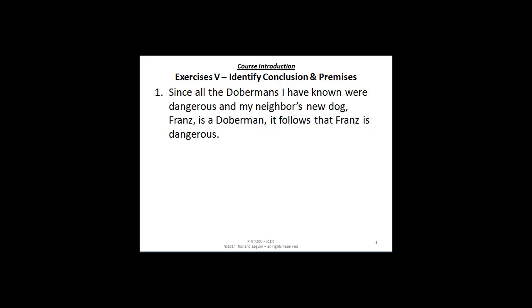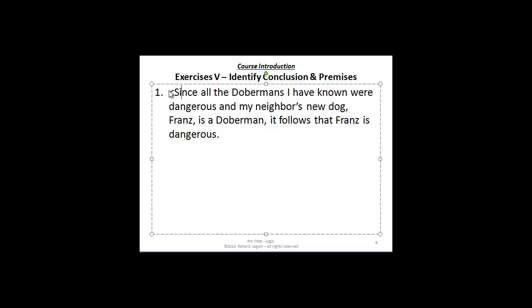Okay, since, first word. Wait a second. That reminds me, that is one of those things that is either a premise or a conclusion indicator, and it is a premise indicator, right? Because you're explaining since something happened, something else happened. So what the exercise is asking us to do is put this into a square bracket. There we go. Since all Dobermans I've known were dangerous, okay, Franz is a Doberman.